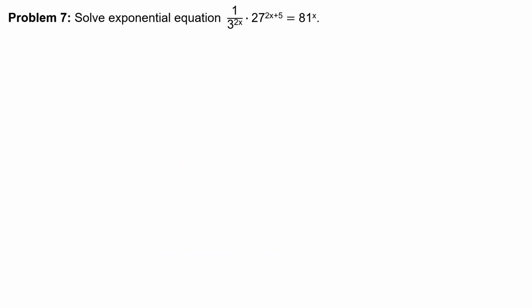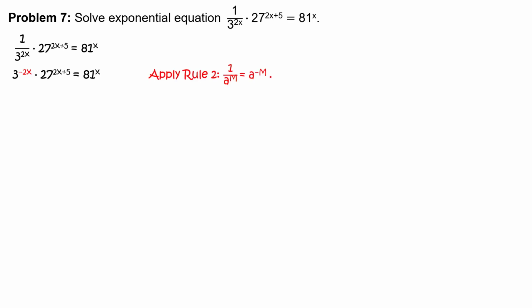Okay, moving on to problem 7, we're asked again to solve an exponential equation. 1 divided by 3 raised to 2x times 27 raised to quantity 2x plus 5 equals 81 raised to x. Again, this is called an exponential equation because the unknown value, the variable x, is in the exponent. We're going to begin by rewriting the problem that was given. 1 divided by 3 raised to 2x times 27 raised to 2x plus 5 equals 81 raised to x.